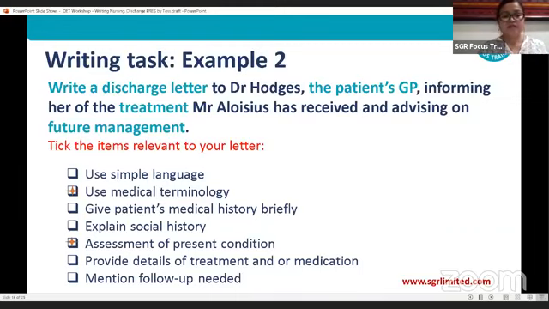And we need to provide Dr. Hodges an assessment of Mr. Aloysius' present condition, as well as to provide details of the treatment and or medication, which is very specific on the writing task. And if there's any follow-up or any review, we need to mention that as well on our letter.